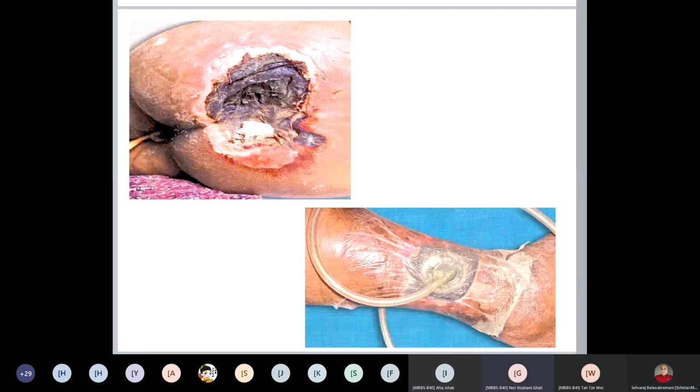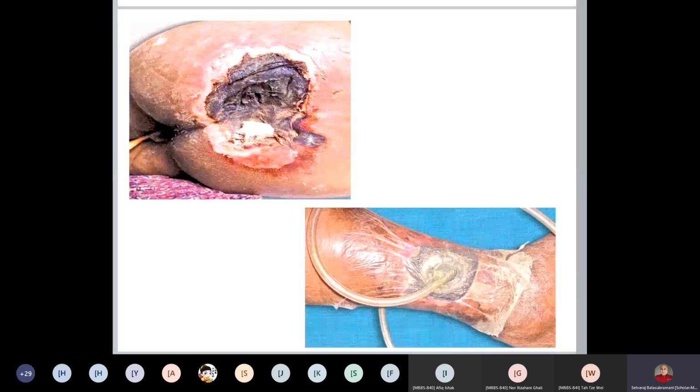Pressure sore. Yeah, bed sore is one thing. What is the other thing? Yeah, decubitus ulcer. Yeah, and pressure sore. Because of the pressure only these patients are developing this. So it is also known as pressure sore, decubitus ulcer, bed sore. All are the same thing.